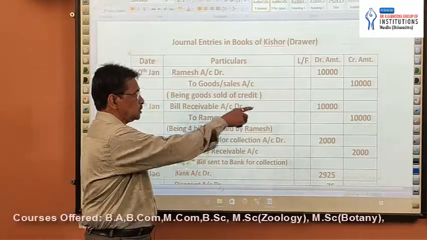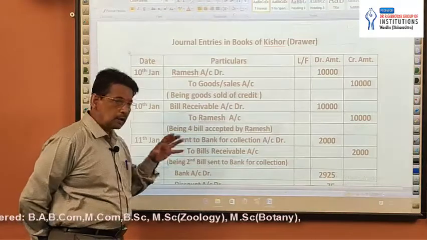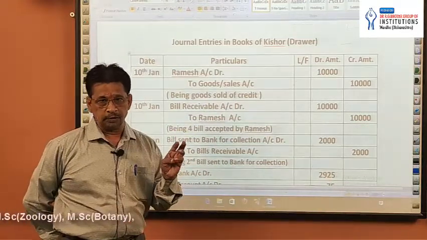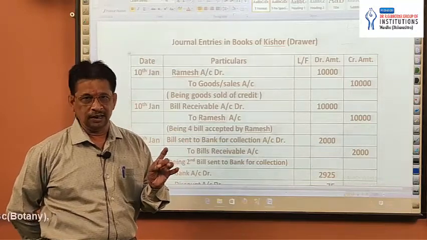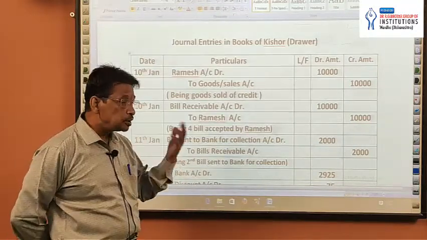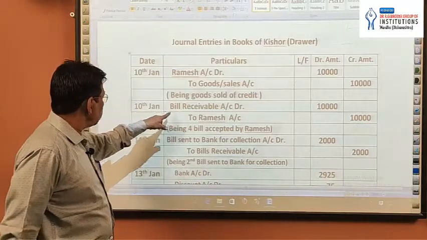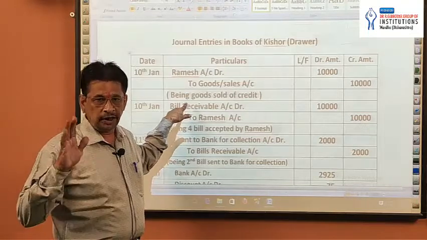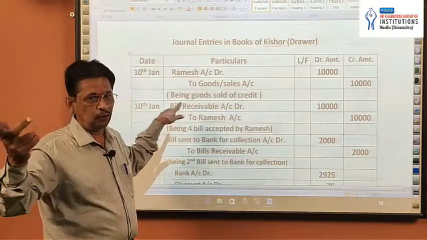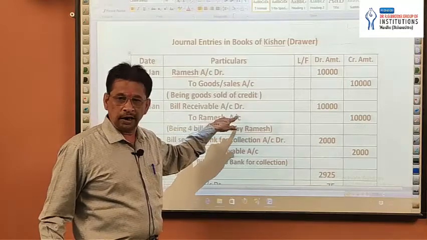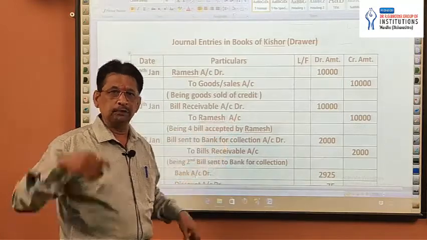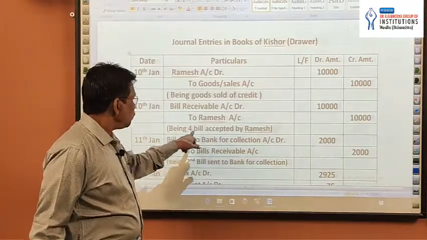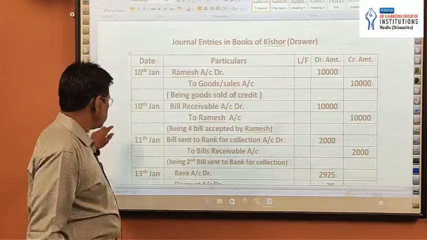So to Ramesh account. For this topic, you must have perfect knowledge of the rules of personal account, nominal account and real account. Then the examples will be easy for us. So in this entry, bills receivable account debit means, as per the real account rule, debit what comes in, credit what goes out. To Ramesh account credit, the rule is personal account: debit the receiver, credit the giver. So being 4 bills accepted by Ramesh.